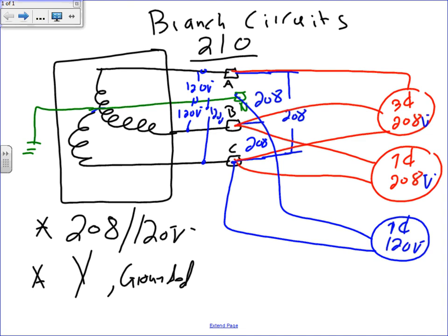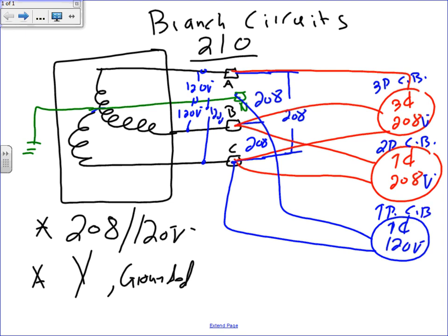Above each one of them, you're going to write what you put for circuit breakers. When you tie this one, this will have a three-pole circuit breaker. Right? Because you have three hots. Make sense? Three-pole circuit breaker. This one will have a two-pole circuit breaker, right? Makes sense? Because you are taking only two hots to that load. This one is going to have a single-pole circuit breaker.